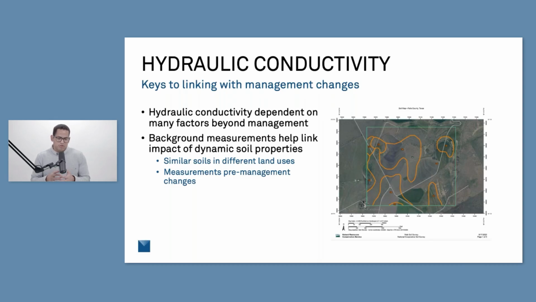So when we're trying to do that, there's two approaches we can take. We can either have similar soils in different land uses that we can do some comparisons, ideally hopefully in the same general area, or we can make measurements pre-management and then look at how management changes are impacting those measurements over time. So those are kind of two approaches, but I just want to really emphasize that if you're trying to use this measurement, it is super helpful to have that background data when trying to link it to how our management changes are improving our soil properties.